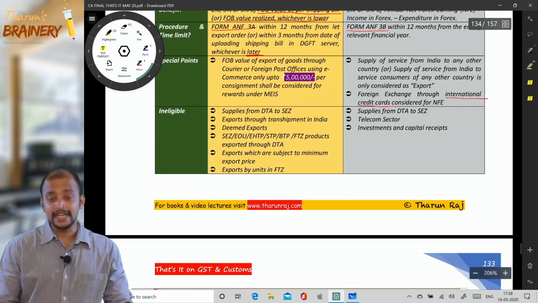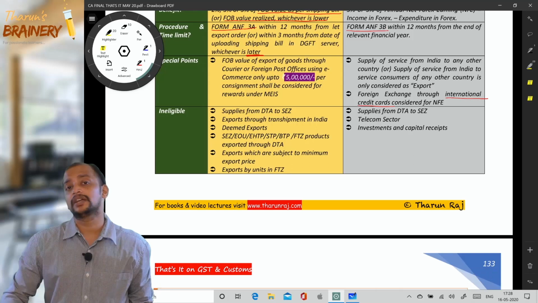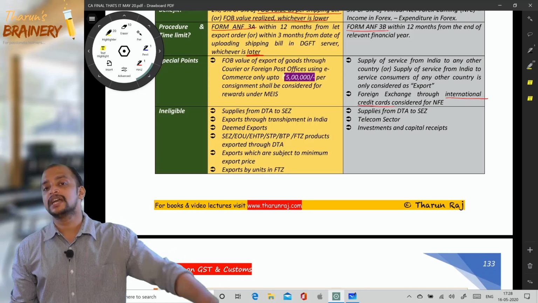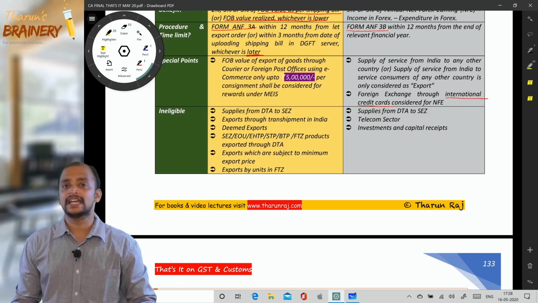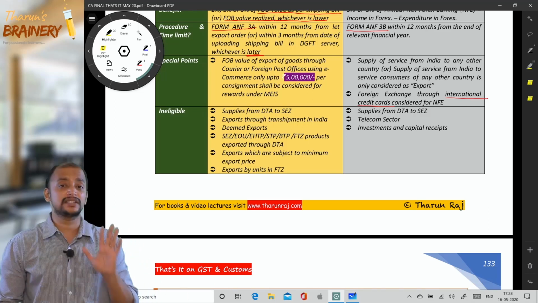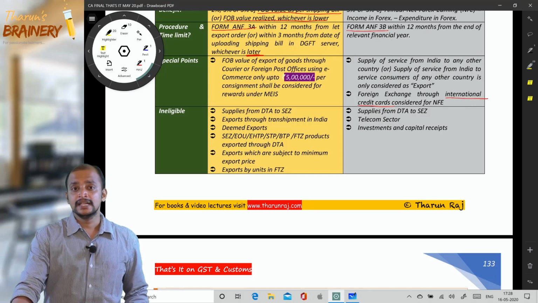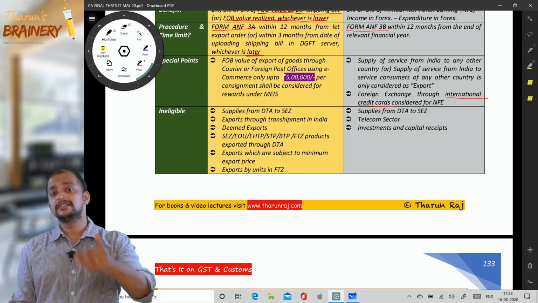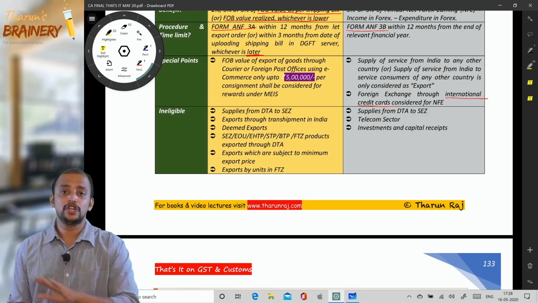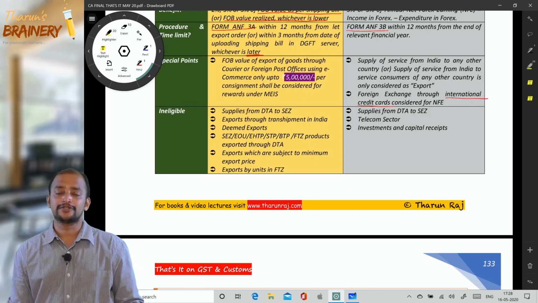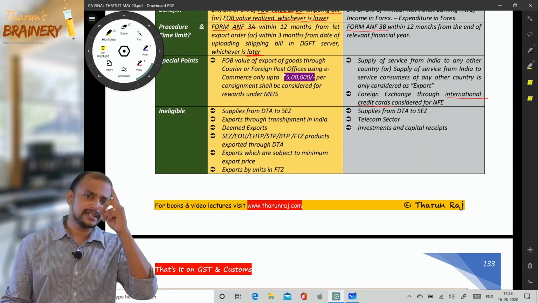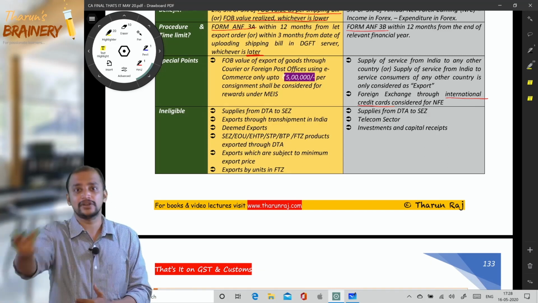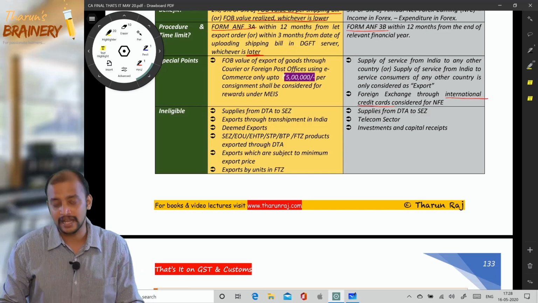Then next, ineligible. It's a very important theory question. What are the categories of exports which are ineligible for MEIS or ineligible for SEIS can be asked. Repeatedly they have asked about MEIS. First, supplies from DTA to SEZ is deemed export, but that is not considered for the purpose of MEIS. But sir, SEZ exporting is considered, but someone selling to SEZ is not considered for MEIS.